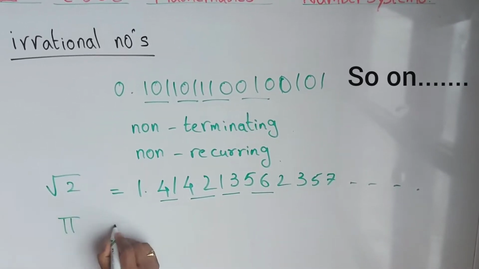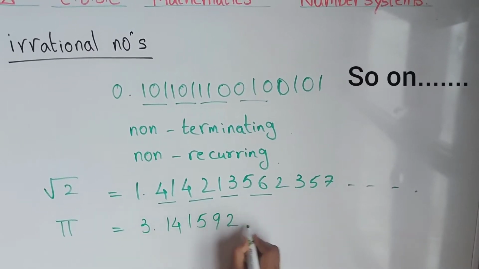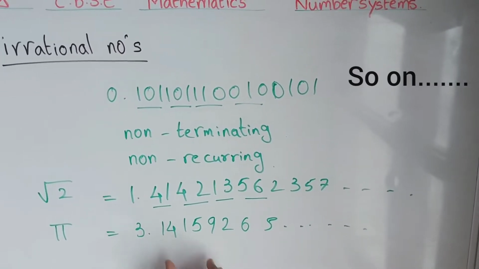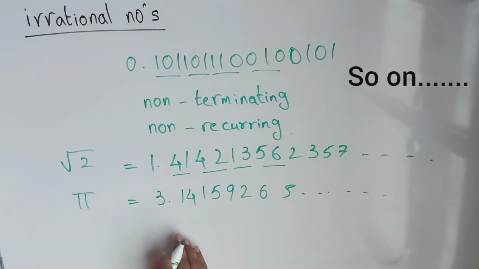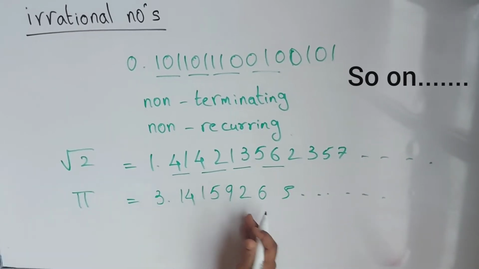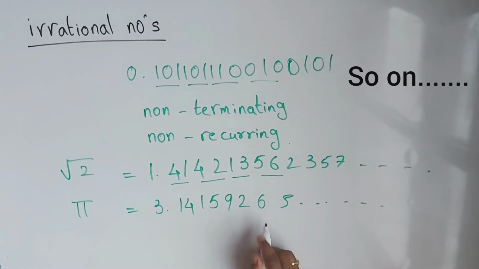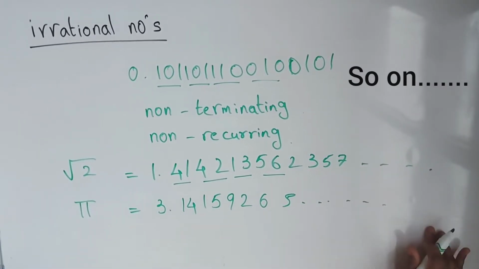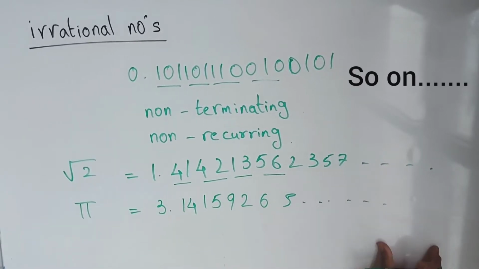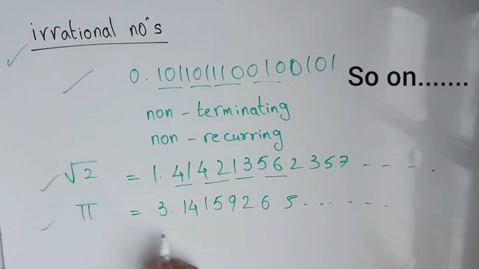Let us take one more example. Pi value. It is 3.14159265 and so on like that. See this decimal expansion. Now observe this decimal expansion, children. 141592. Is there any number repeating? No. These are also non-terminating, that means not finishing, and non-recurring, that means not repeating the same digits. So these types of numbers you call irrational numbers, children.